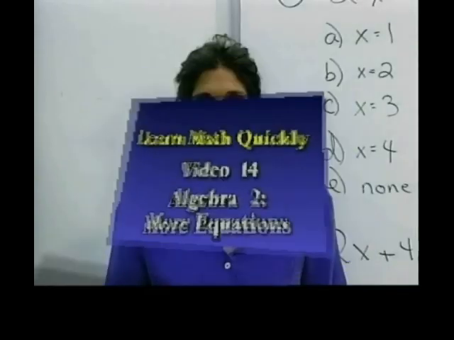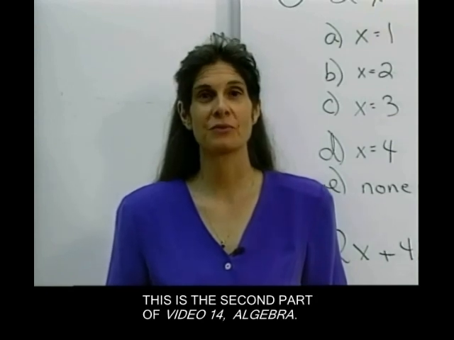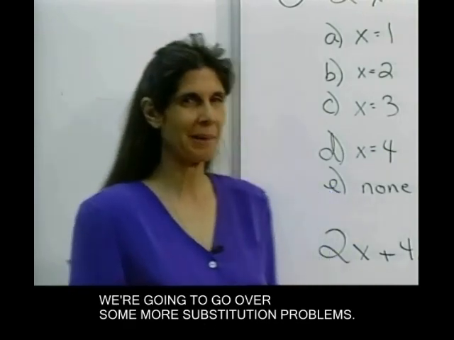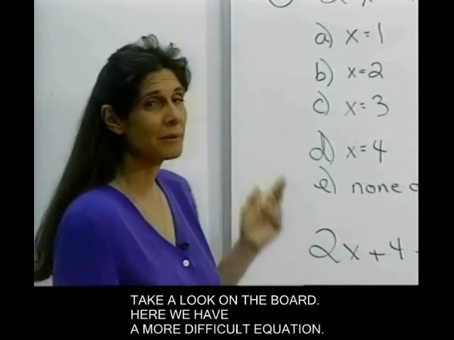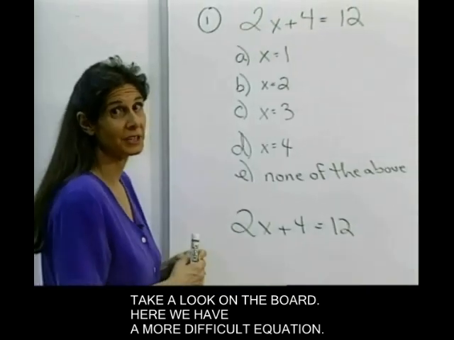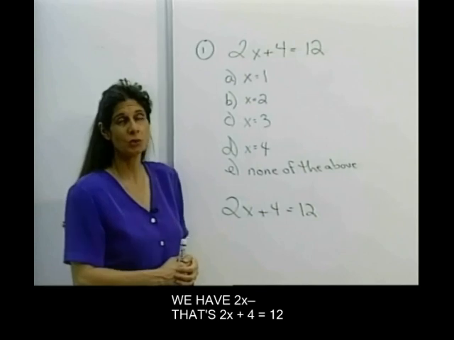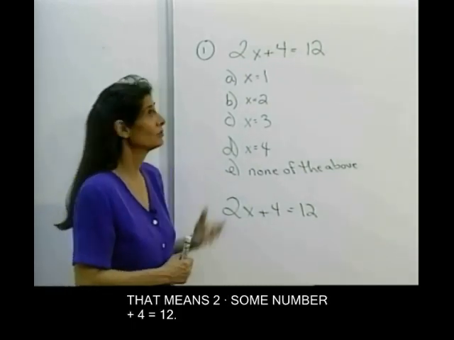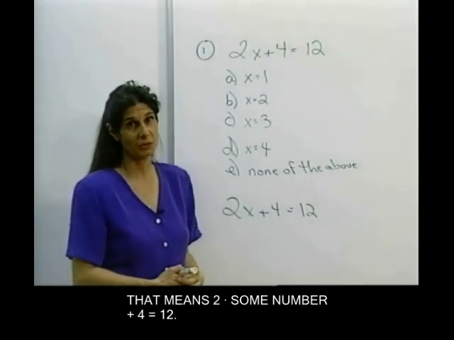This is the second part of Video 14, Algebra. We're going to go over some more substitution problems. Take a look on the board. Here we have a more difficult equation. We have 2x, that's 2 times x, plus 4 equals 12. And that means 2 times some number plus 4 equals 12.